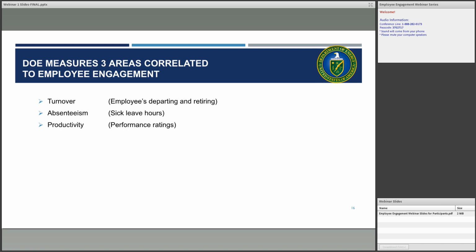As the DOE Engagement Index score has increased since 2015, we took a step further to find the impacts and the benefits of engagement to help supervisors and leaders better understand why engagement is important. We looked for opportunities to align with Gallup analysis. At DOE, we are able to measure 3 areas that correlate to engagement. We are able to measure turnover, absenteeism, and productivity.